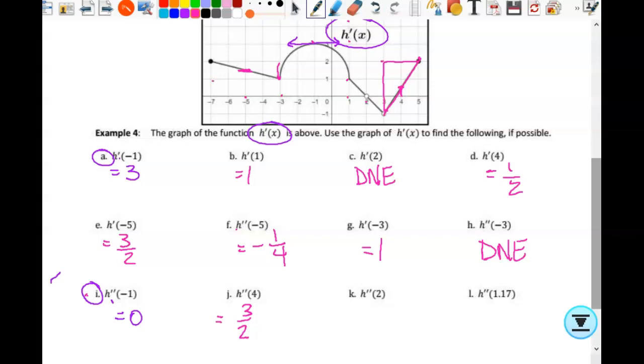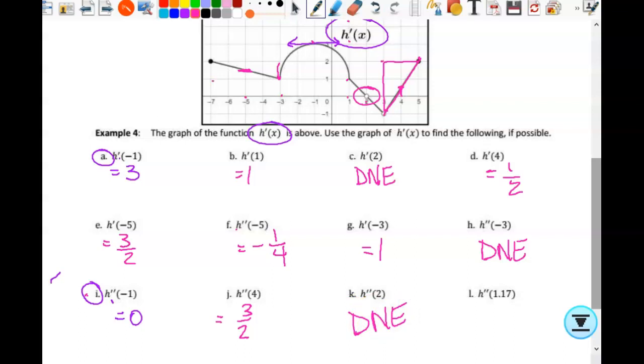H double prime of 2. What do you think about that? Doesn't exist. If the point doesn't exist, then it can't be differentiable at that point, right? Your discontinuity, it's not differentiable. Therefore, I cannot find the derivative of it. So this does not exist.